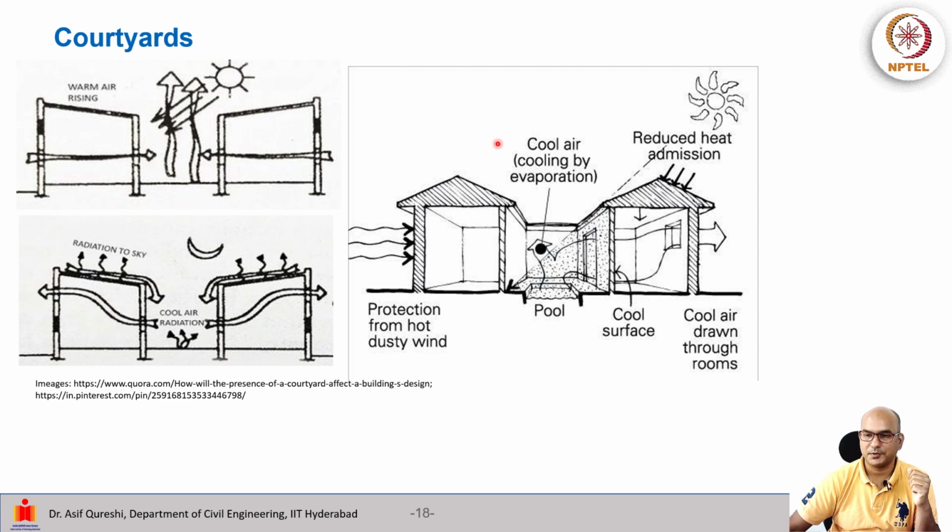Of course the sun moves and there will be differential heating. We are showing the case where there is some protection, so reduced heat admission. Now the water is evaporating, so we have cooling by evaporation. So this air is a bit cooler now, and this surface cools down and the cool air is drawn through the rooms outside. So this is another method of reducing the temperature as well as ensuring the ventilation.